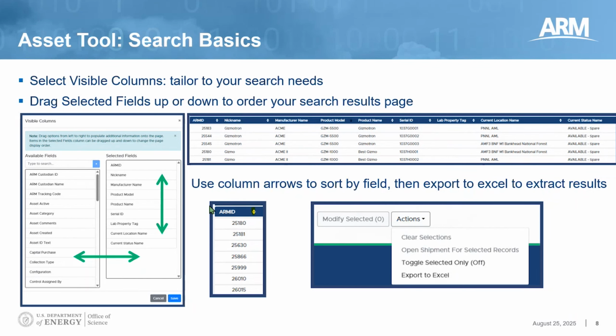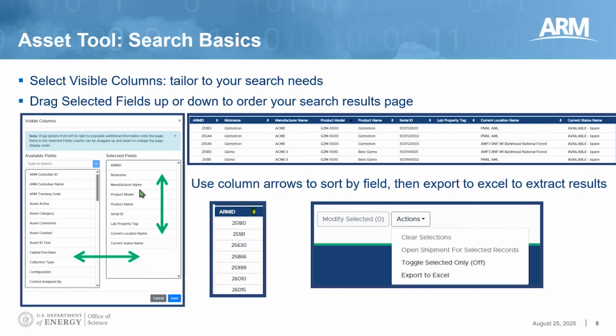So we have visible columns. If you go to the home page of the asset tool, which we will in a minute, you have a visible columns section. These should be set first before you try and do any searches. Figure out what it is that you're searching for. If you see information in the available fields and you think, oh, I would like to know that piece of information when it comes to this asset record, move that field over here to your selected fields.